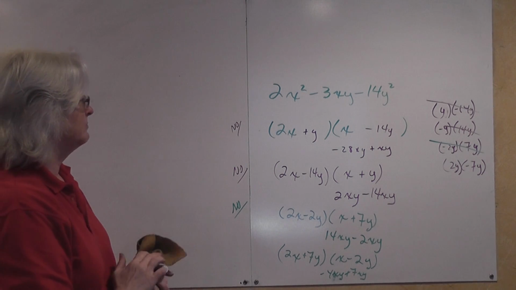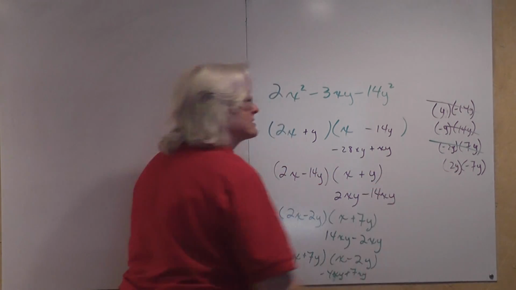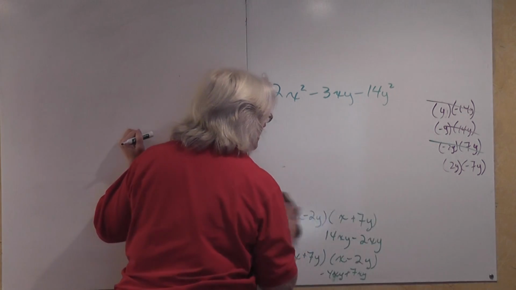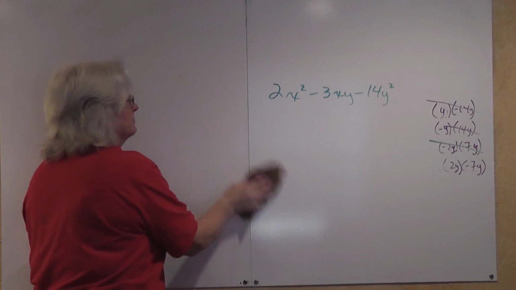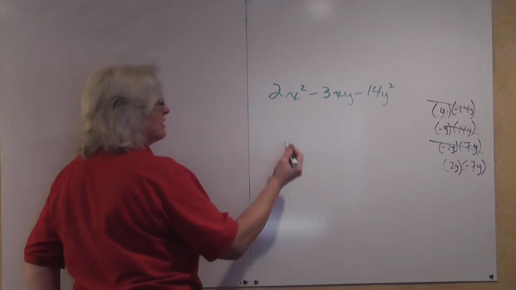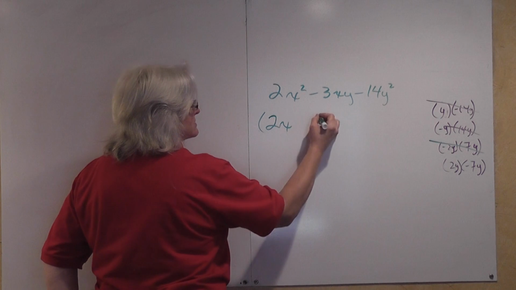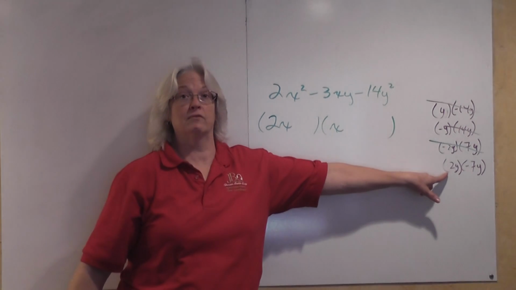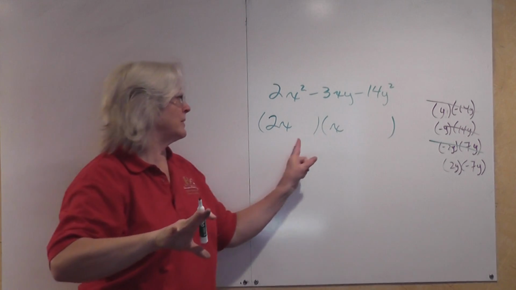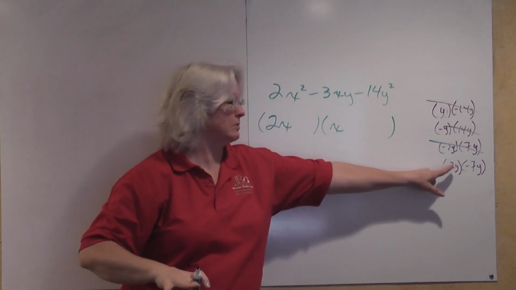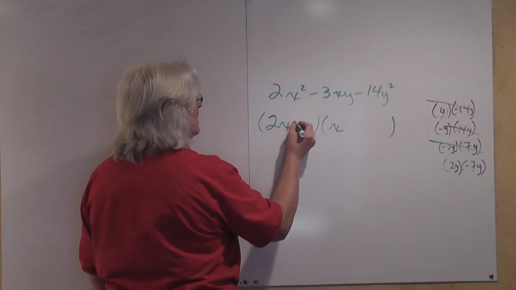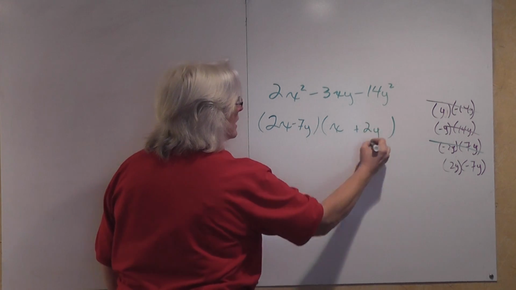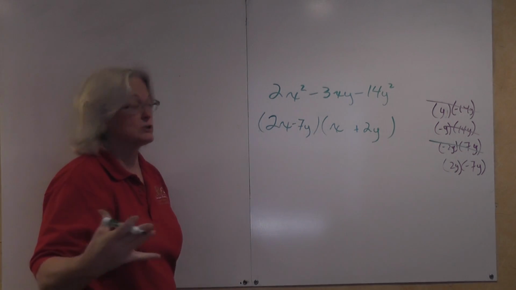So what are we going to do now? We're going to try this last pair of factors, and I'm out of room on my board. So you can see that these problems can take a very long time to do. A lot of paper to do. What are we going to try now? 2x, x. And I said we knew that we're not going to have common factors in our binomial. So it's not going to be 2x plus 2y. It has to be 2x minus 7y, x plus 2y. This is my last option. It needs to work.